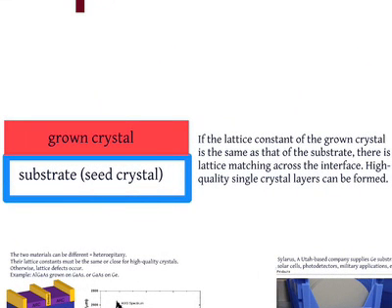So essentially, the process is very simple. You have a substrate, it's a seed crystal, you have a grown crystal. And if the lattice constant of the grown crystal is the same as that of the substrate, meaning it's silicon on silicon, or, for instance, gallium arsenide on germanium, where the lattice constants are pretty much the same, then they will grow very, very high quality crystal layers on top. And they can be very large, lots of layers.